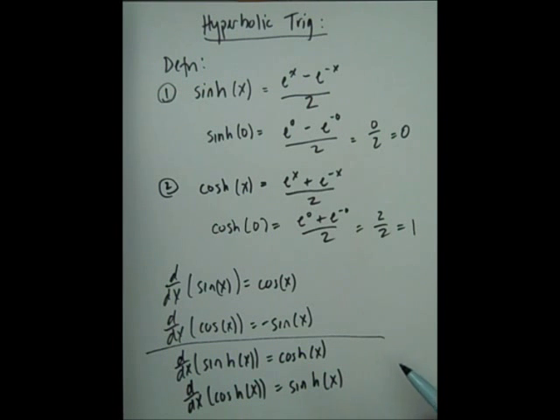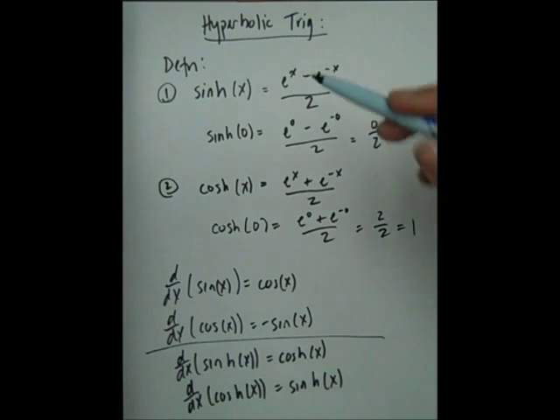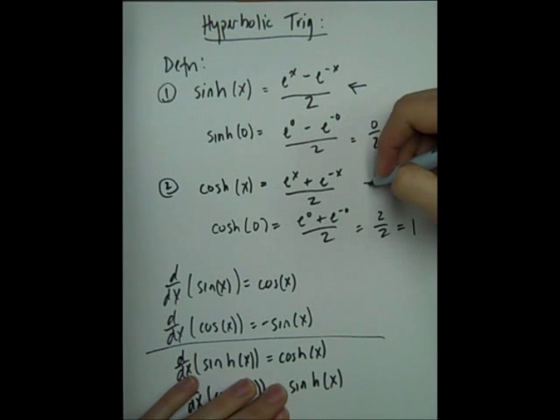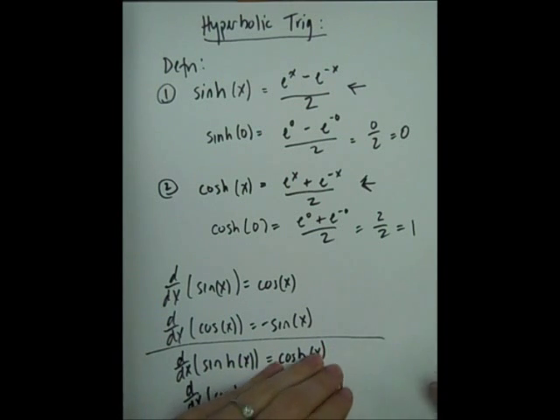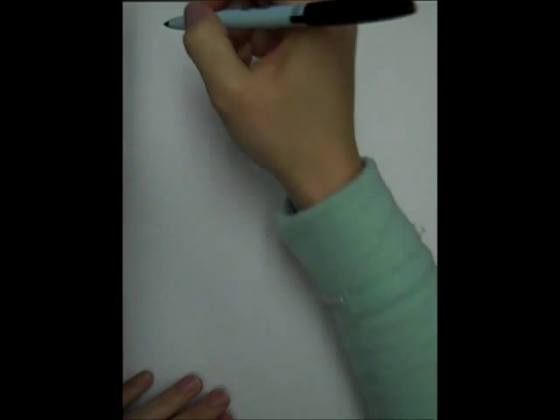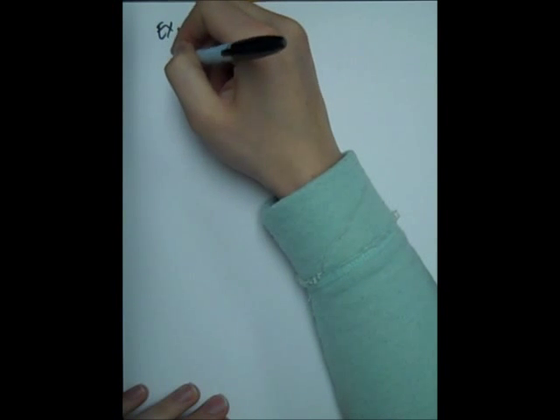So these are just more functions to learn the derivatives of. By definition, these are what they are. So if you ever need to know how do I plug it into my calculator, this is the function you would type in. So it's written in terms of your exponential. Those are your two hyperbolic trig functions. So let's do a couple examples here.